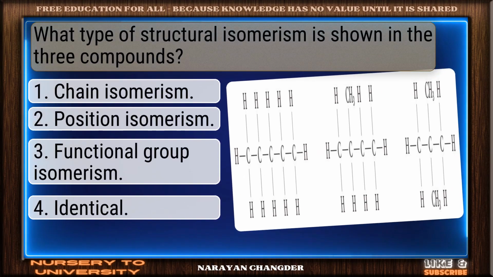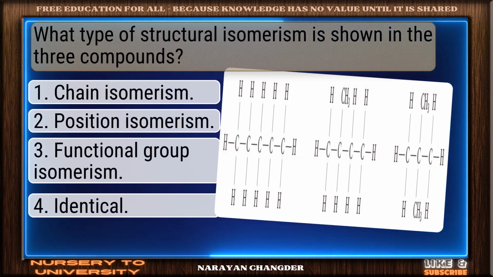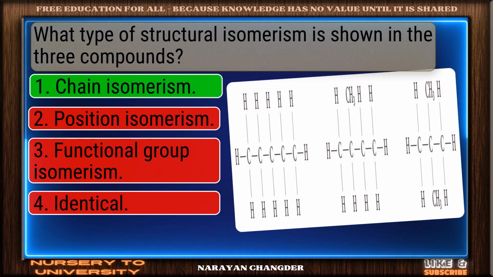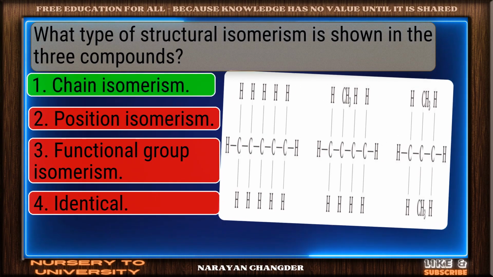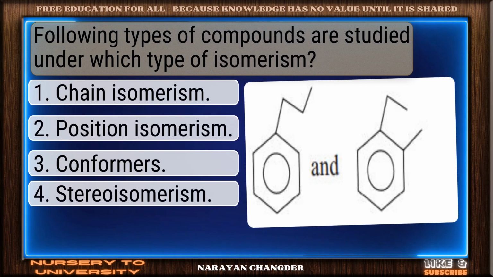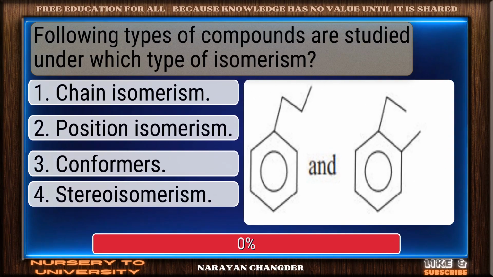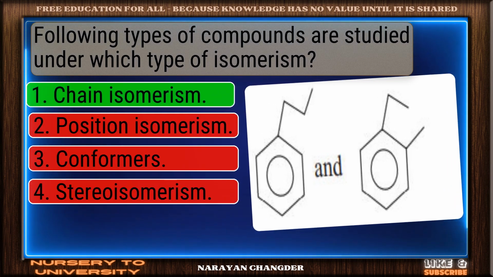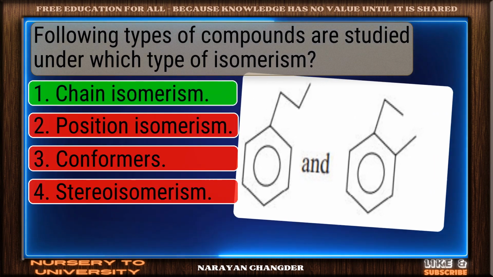What type of structural isomerism is shown in the three compounds? Well reasoned. Chain isomerism is the correct choice. Following types of compounds are studied under which type of isomerism? Sharp thinking. Chain isomerism is the right choice.